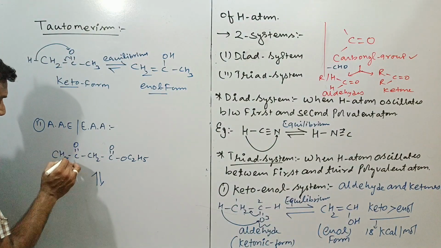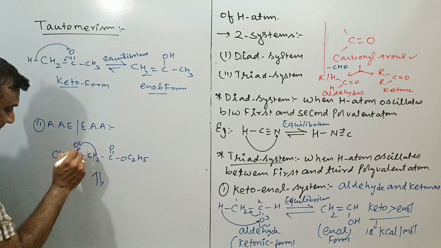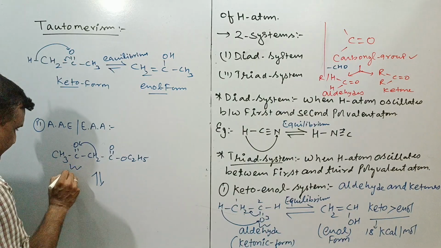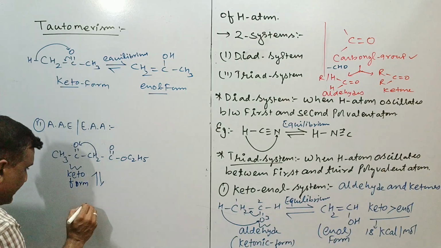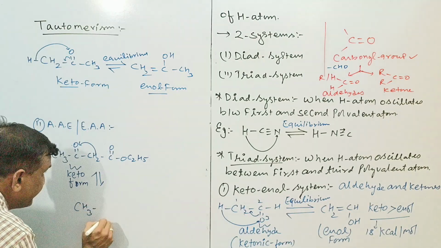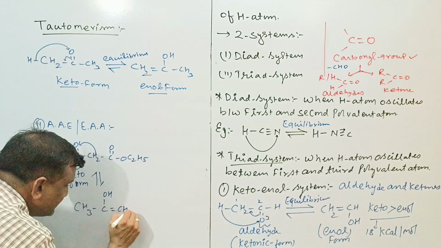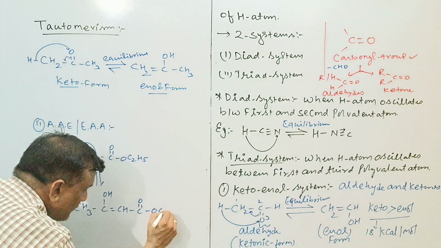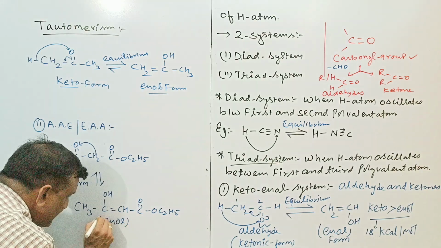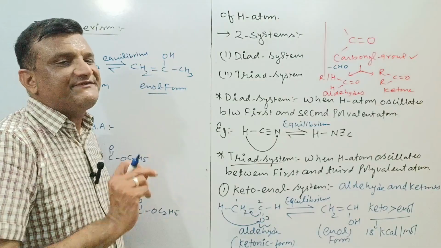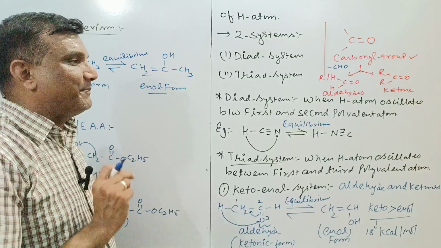One of the hydrogens from here migrates over here. Then this is the keto form, and this is your enol form, CH3C(OH)=CHCOOC2H5. The double bond is your "ene", and OH is your "ol". So this was about a specific kind of isomerism called tautomerism, or desmotropism also.